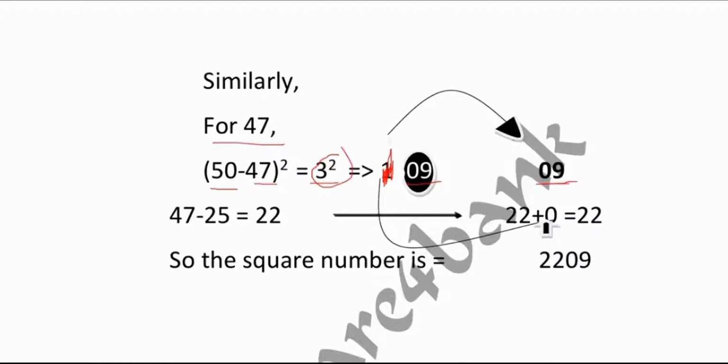So it becomes 09. Put it alongside, and then subtract 25 from the number. It gives 22. So 22 plus 0, since there is nothing to carry, becomes 22 itself. So 22 and this 09. What does it give? 2209. Okay, this is clear. Okay, so next step.